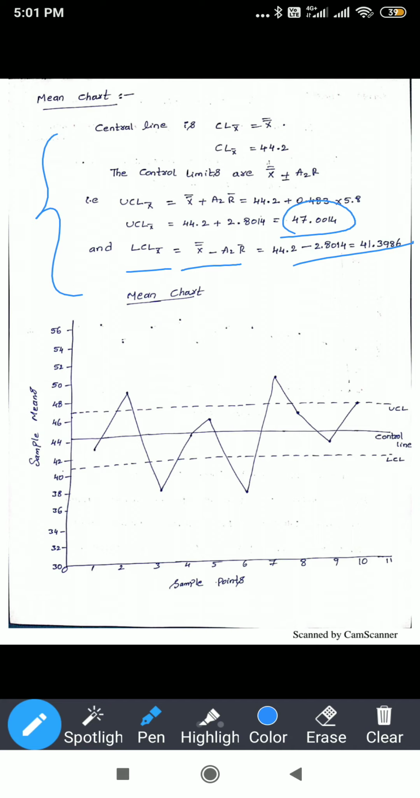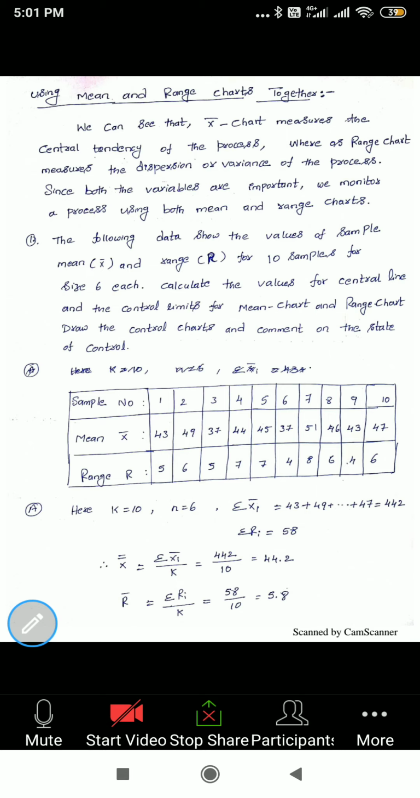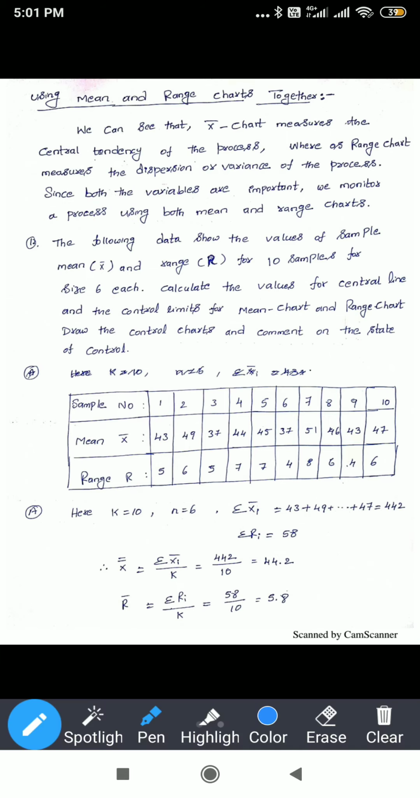Now I am going to see the graph. Take the sample points on the x-axis and the sample means on the y-axis. See in the question, these are sample numbers and these are the mean X bar. We are taking the sample number values on the x-axis and mean values on the y-axis. Now we are going to draw the graph using these points.